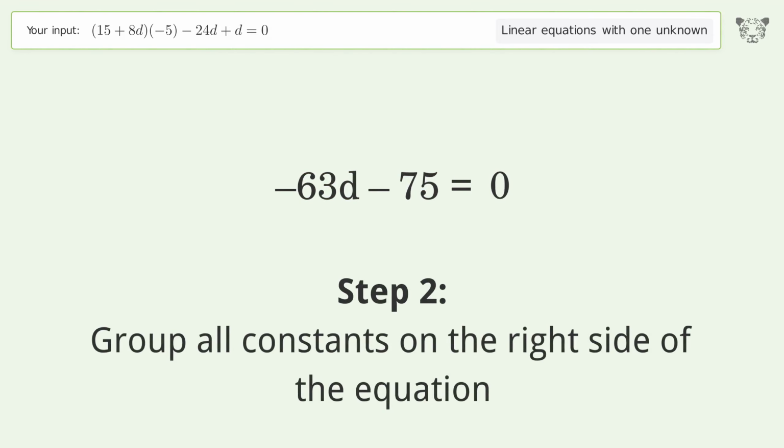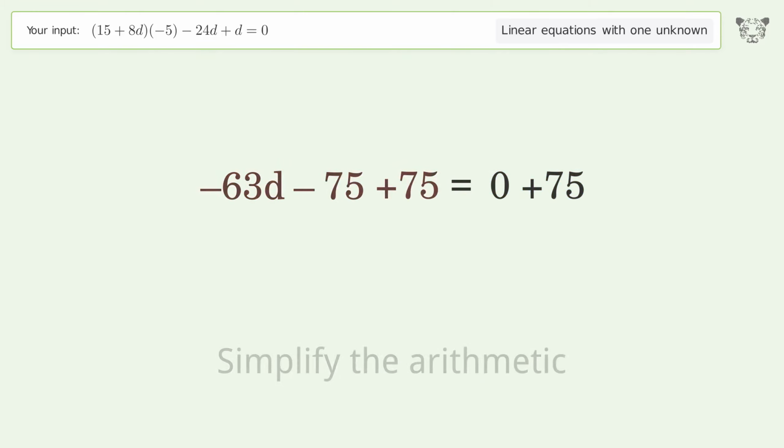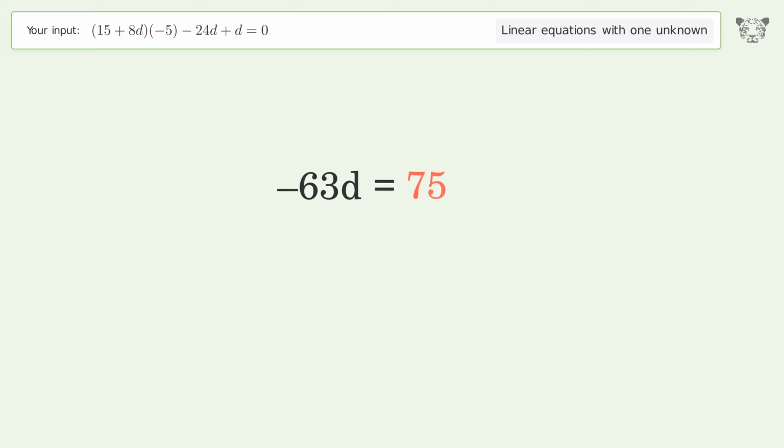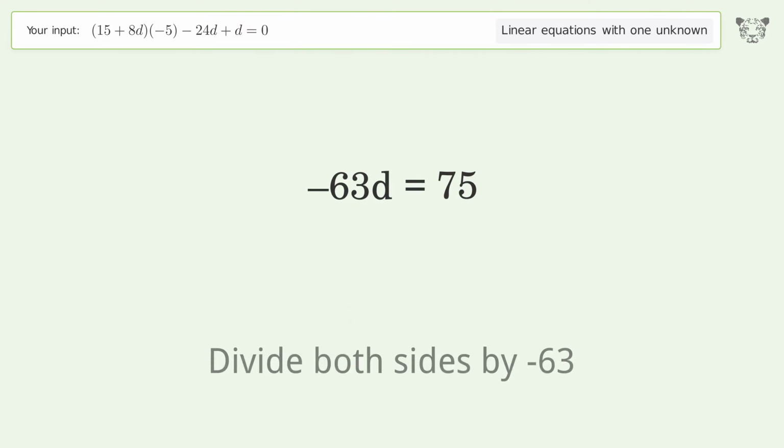Group all constants on the right side of the equation. Add 75 to both sides. Simplify the arithmetic. Isolate the d. Divide both sides by negative 63.